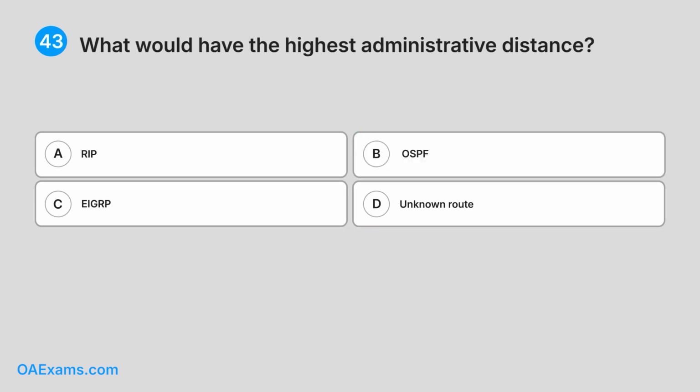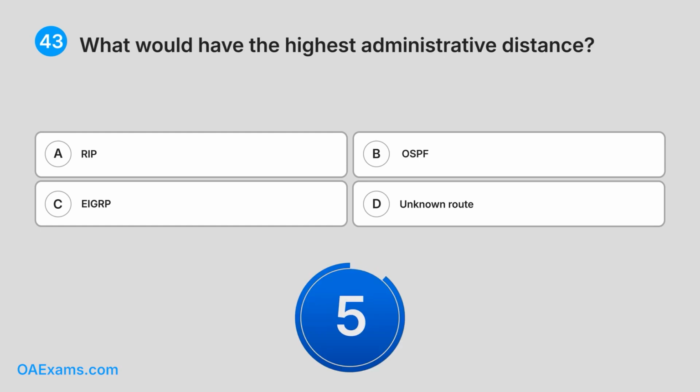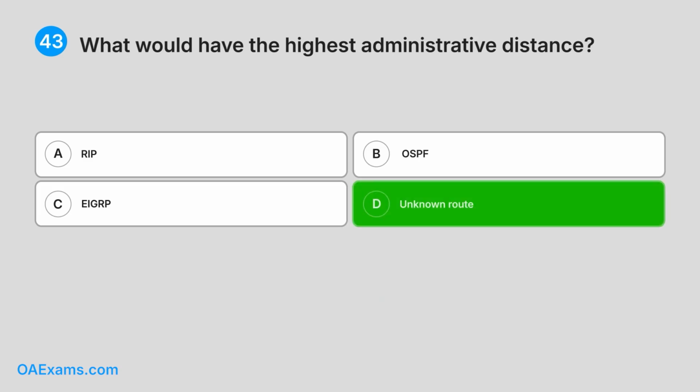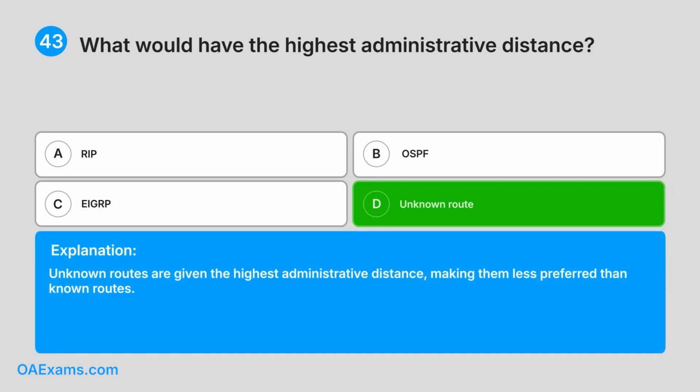43. What would have the highest administrative distance? A. RIP. B. OSPF. C. IGRP. D. Unknown route. What do you think is the answer? Correct answer: D. Unknown route. Explanation: Unknown routes are given the highest administrative distance, making them less preferred than known routes.